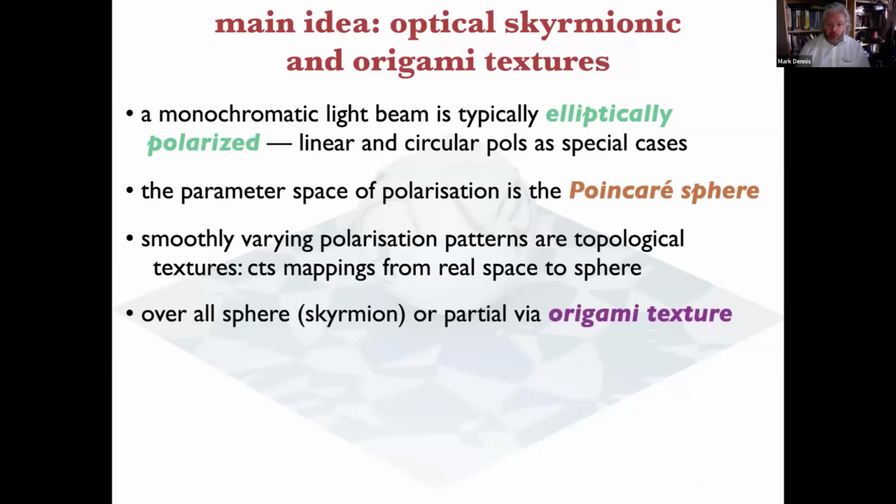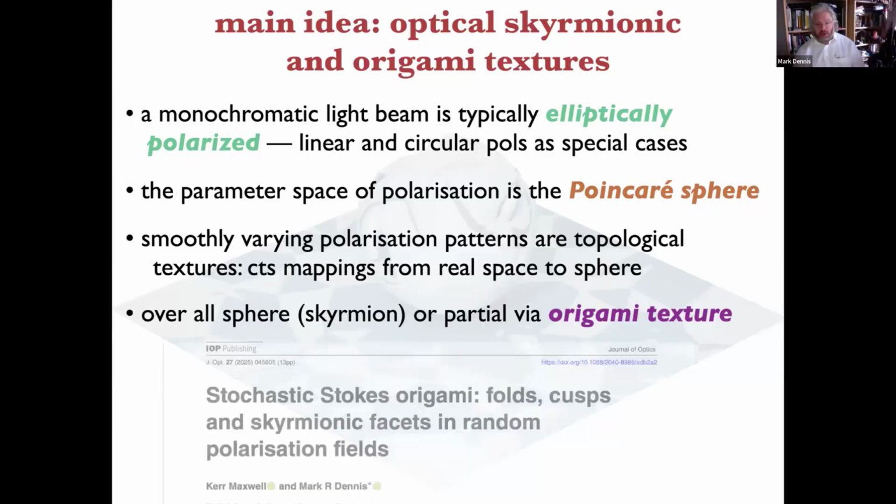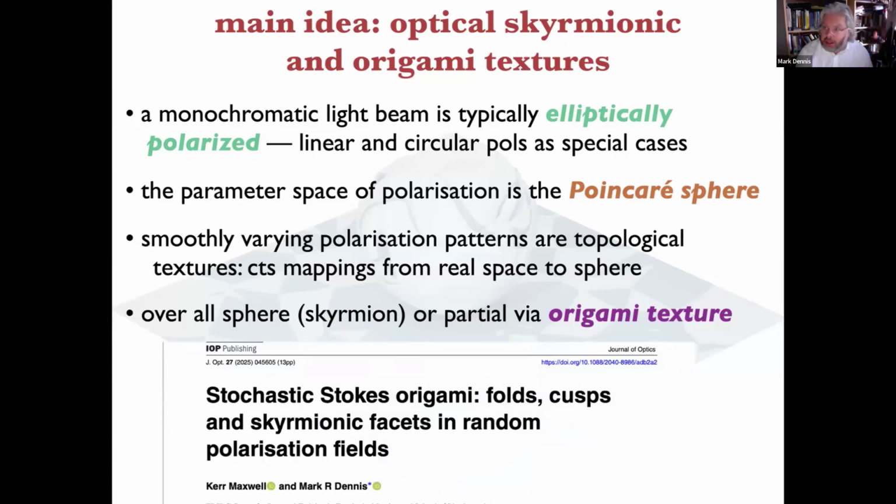And whether we're looking at a mapping that covers the whole polarization space, these skyrmions, and I'll talk about those later on, or we might have a partial pattern. It's something that's trying to be homogeneously polarized but has a slight variation of polarization. What I'm proposing is that these notions are related to what could be called origami textures, which have these folds and so on. And this was a paper that Kerr and I wrote that was published earlier this year that has some of these ideas.